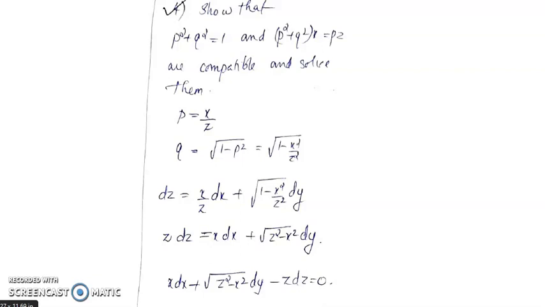Good morning, dear students. So, in today's class, we'll see a few more problems on compatible systems. The first question is show that p square plus q square equal to 1 and p square plus q square into x equal to pz are compatible, and you need to solve them.